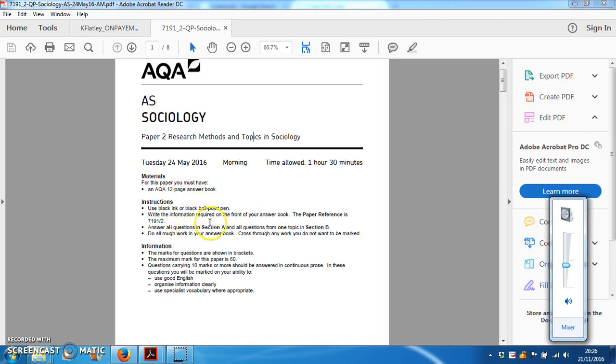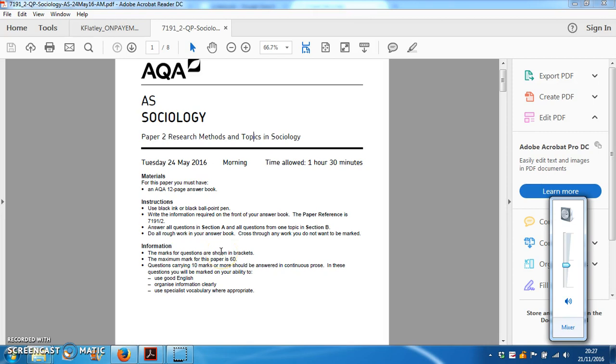You are expected to answer all the questions in section A, that is the research method section, and all the questions from one topic in section B. Your college or your school will have chosen the topic that you are studying. In the case of Cronton sixth form, we are studying families and households, and that will be the section that you will answer. It also tells you the marks for the questions that are shown in brackets.